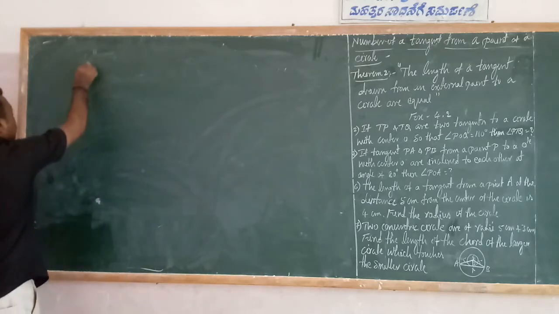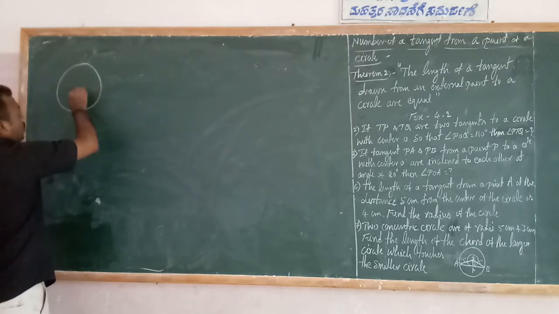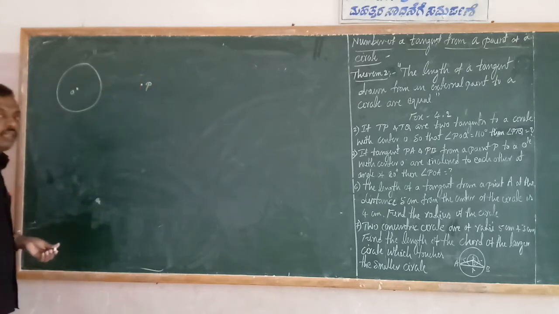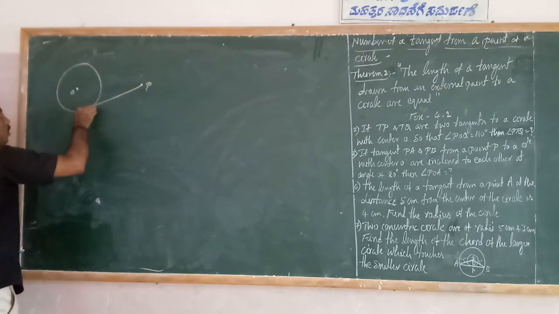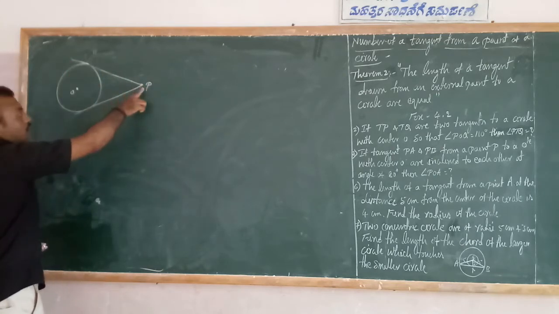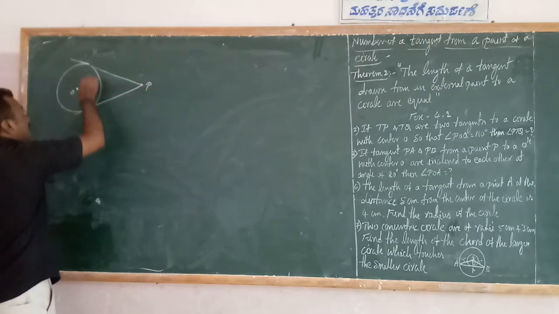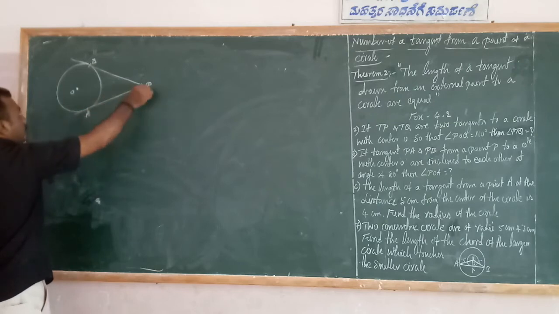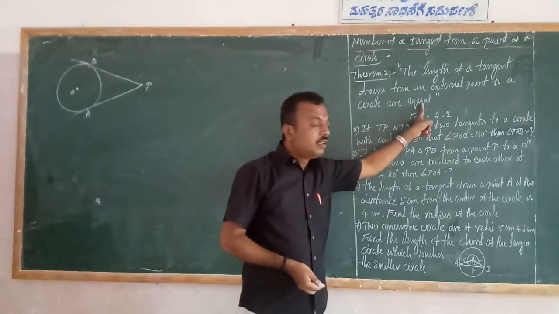Very simple, students. I will draw a circle. This is the center of the circle, O, and P is an external point of the circle. I will draw tangents to the given circle. How many tangents can be drawn to a circle from an external point? Two tangents. I am taking them as A and B. So PA and PB are the two tangents. These two tangents, we have to prove, are equal.